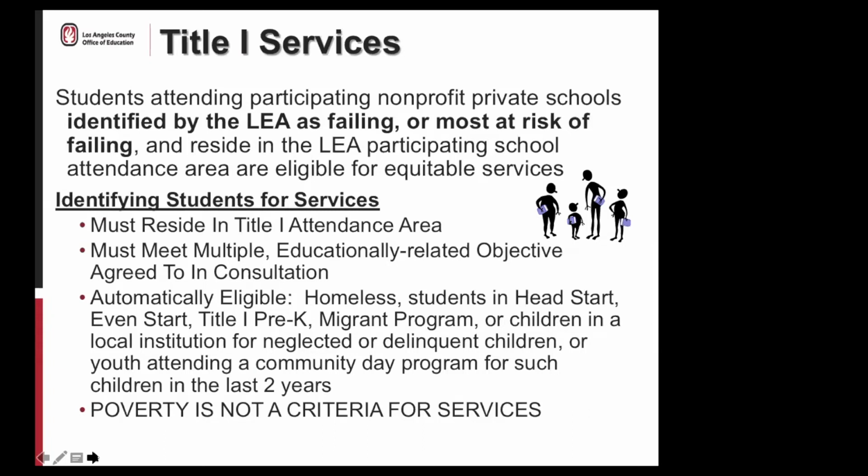Here are some key reminders when identifying students for services. Remember, they must reside in the Title I attendance area. They must meet multiple educationally related objective criteria agreed to in consultation. And please be aware that there are some students that are automatically eligible, such as homeless students, students in Head Start, Even Start, Title I Pre-K, the migrant program, or children in a local institution for neglected or delinquent children, or youth attending a community day program for such children in the last 2 years. And lastly, it's important to remember that poverty is not a criteria for services.